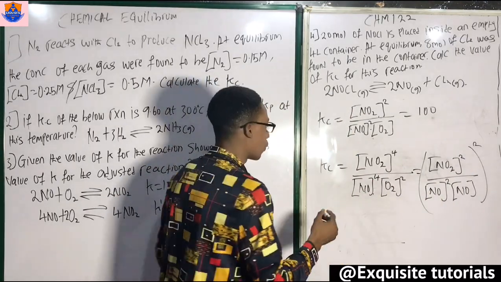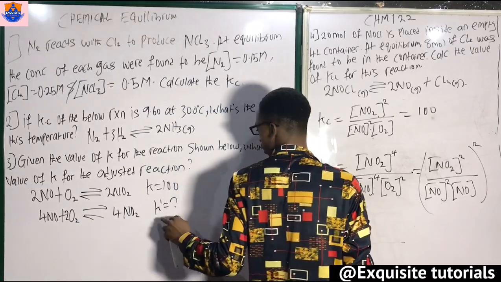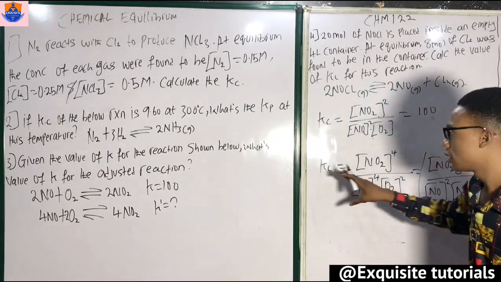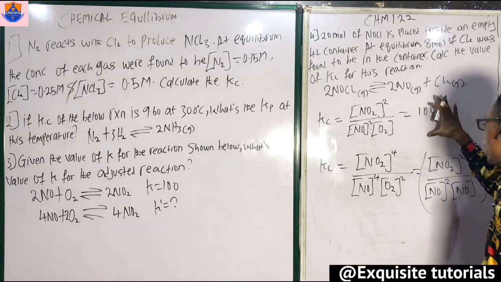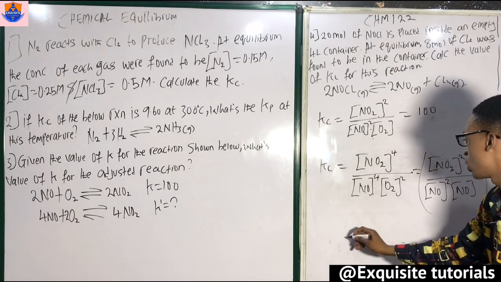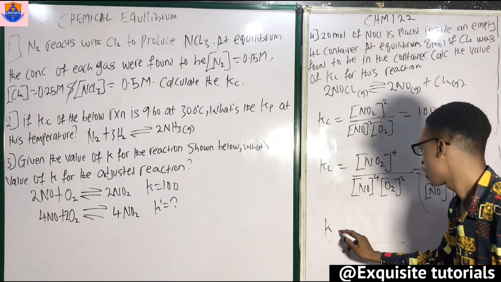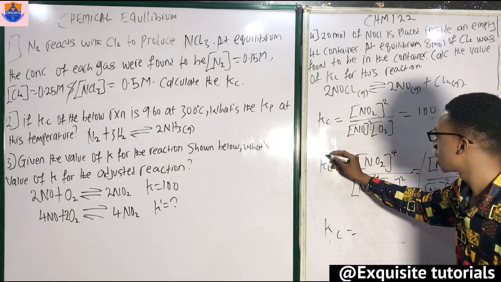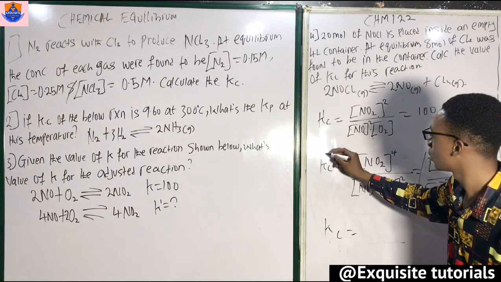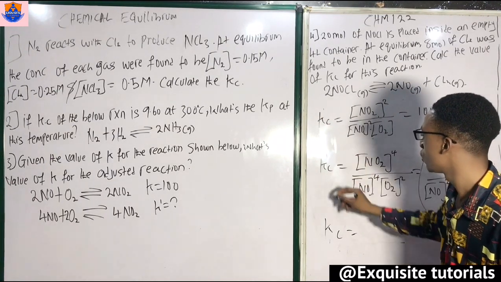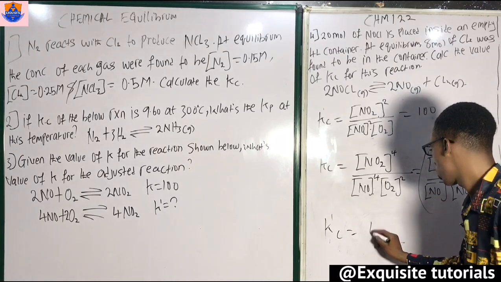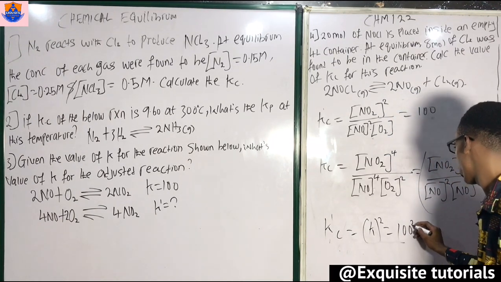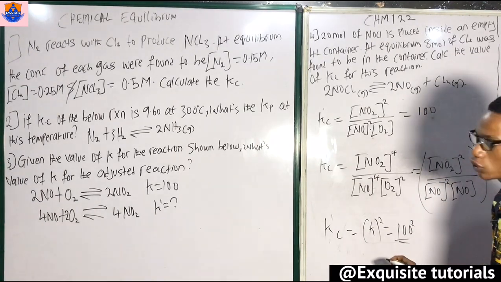So now, what will our K be for this reaction now? Since they said this was equal to 100, meaning everything we have here is 100, Kc will be equal to K1. So the new K will now be equal to K squared, which is equal to 100 squared. So this is the answer to this question.